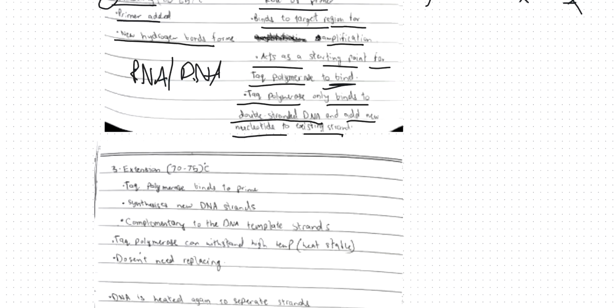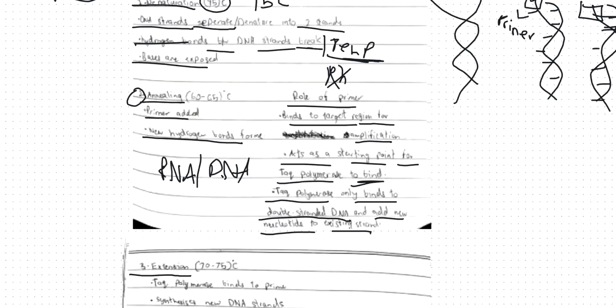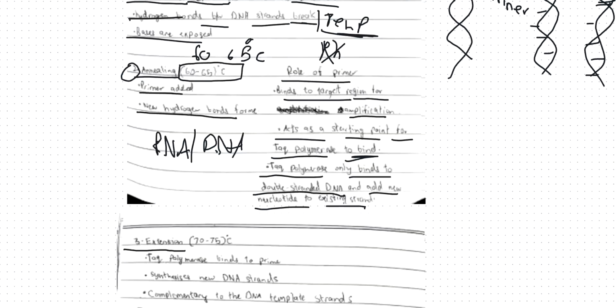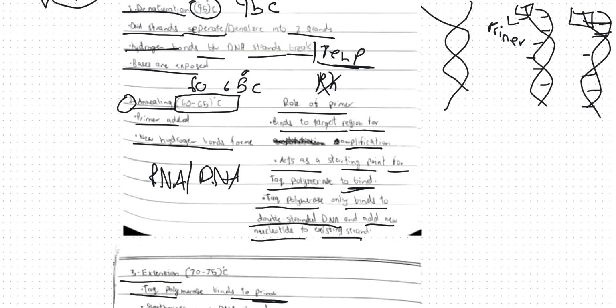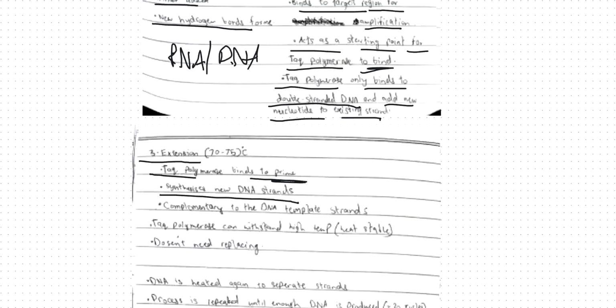And finally, step 3 is extension. And yeah, remember that annealing happens at around 60 to 65 degrees. So 60 to 65 degrees, remember this. And extension is when Taq polymerase binds to the primer and synthesizes new DNA strands. At step 2, the primer was added, and in step 3, the Taq polymerase binds to the primer. So the new DNA strands are synthesized and complementary. The DNA strands are complementary to the DNA template strands. So extension, remember, happens at 70 to 75 degrees Celsius.